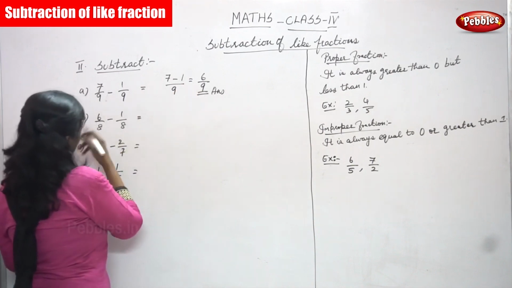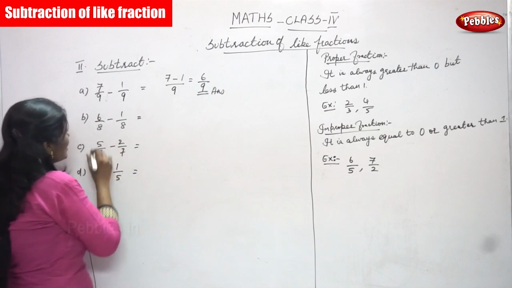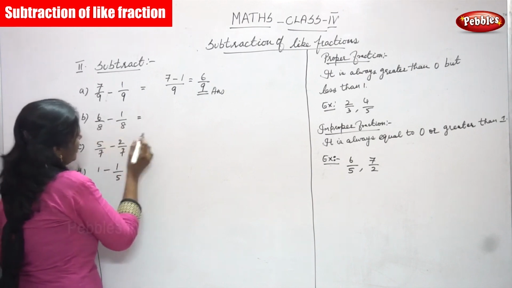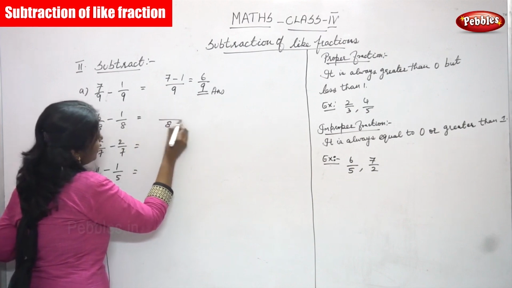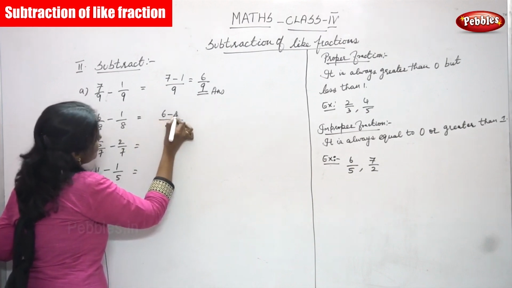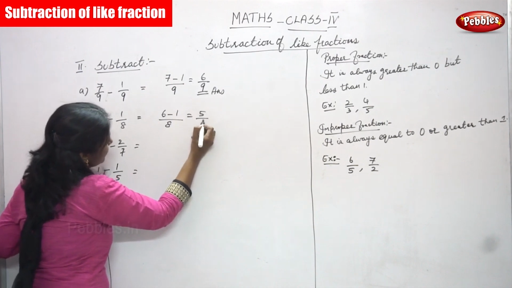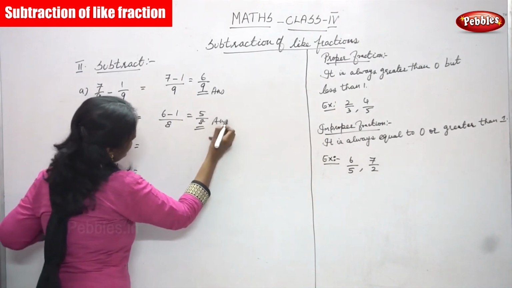Next, the second sum is 6 by 8 minus 1 by 8. The denominators are the same because it's a like fraction. You write it one time, and after that write the numerator, 6 minus 1. You get 5 by 8, which is the right answer for the question.